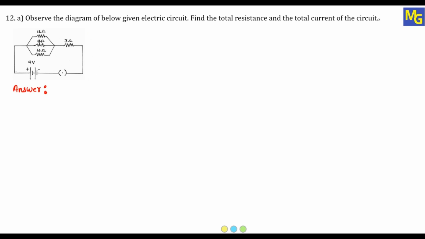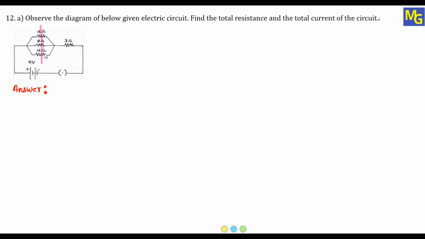If you see the circuit, here we have resistors of 12 ohm, 8 ohm, 16 ohm and 3 ohm, and here we have a 9-volt battery. So the voltage is 9 volt. The question is we have to find out the total resistance for the whole circuit and the total current. How do we find the total resistance of the circuit? First you have to see how these resistors are connected. You can see the first three resistances, 12, 8 and 16, are all connected parallel to each other.